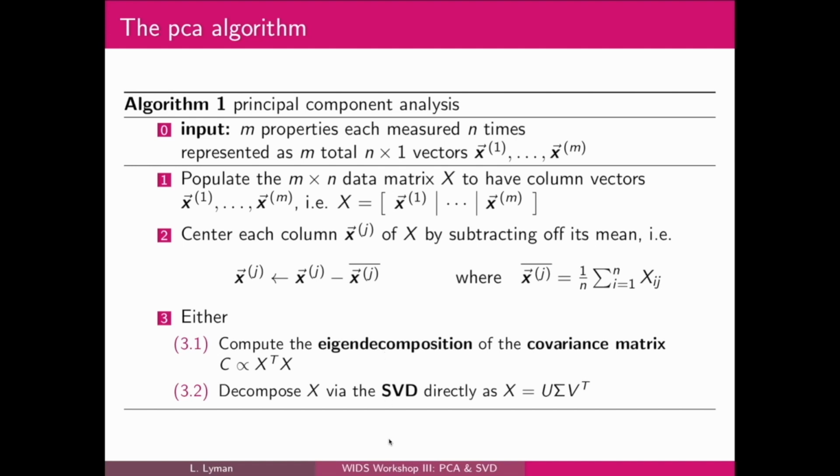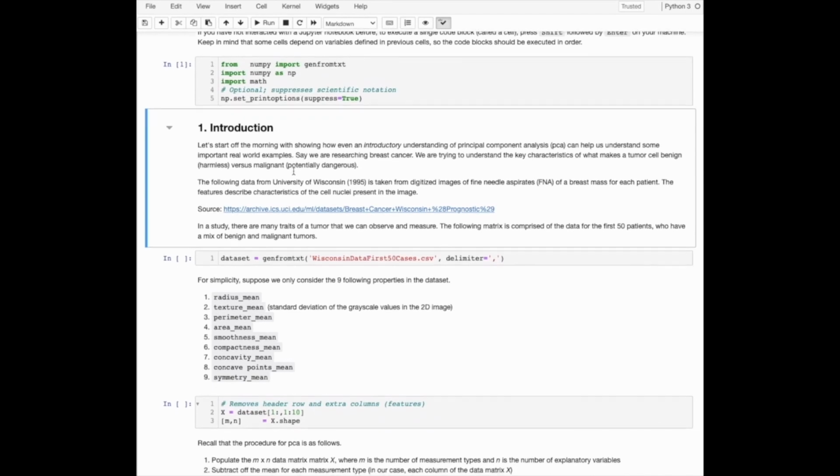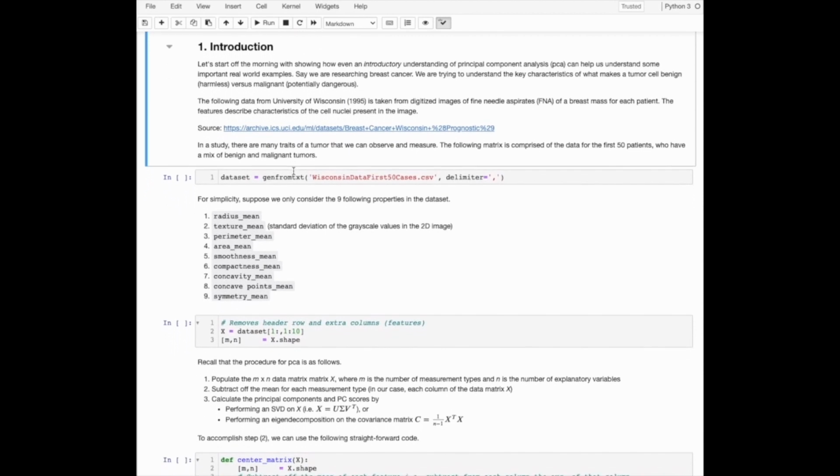Now that we know how to execute the PCA algorithm step by step, we can consider another very exciting real-life example. Say we are researching breast cancer. We are trying to understand the key characteristics of what makes a tumor cell benign, or harmless, versus malignant, that is, potentially dangerous. The following data from the University of Wisconsin is taken from digitized images of fine needle aspirates, FNA, of breast masses for various patients.